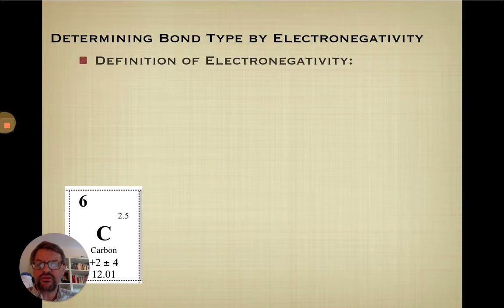If you look at your periodic table, here's carbon. Above the symbol and to the right of the symbol is a small number. That number is electronegativity for that element. So you'll want to refer to that number during this lesson.